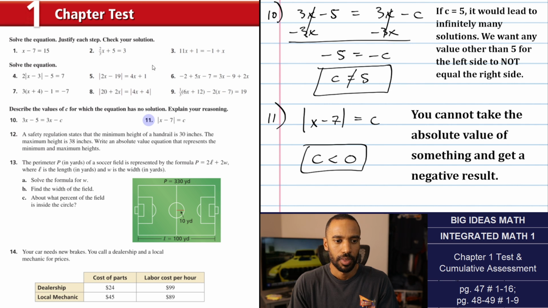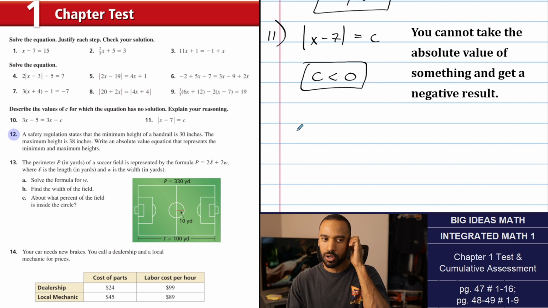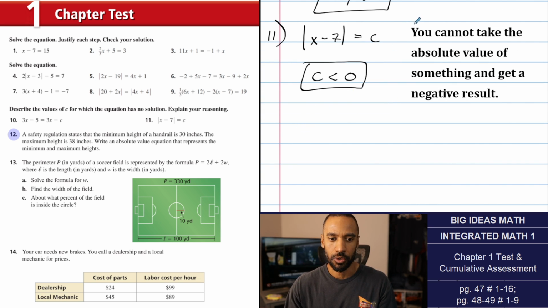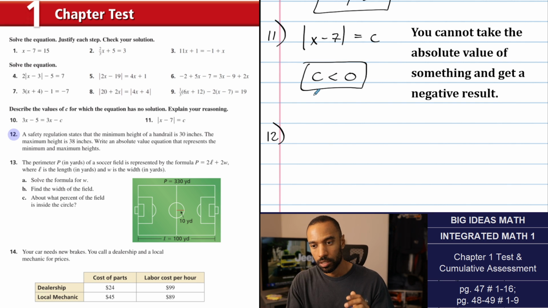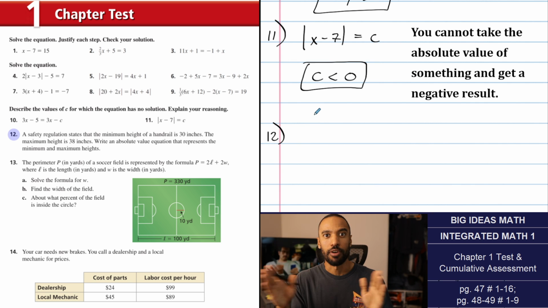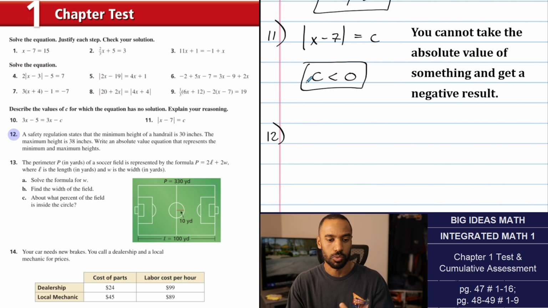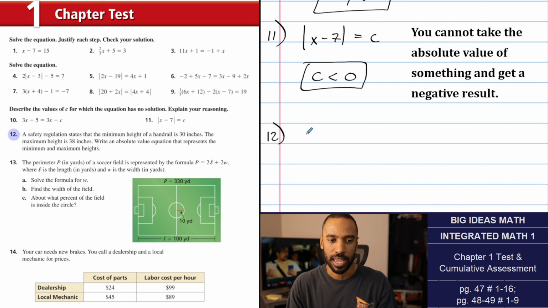Number 12. A safety regulation states that the minimum height of a handrail is 30 inches. The maximum height is 38 inches. Write an absolute value equation that represents the minimum and maximum heights. In these, we want the difference between 30 and 38 to be the same. The difference of some number from that number should be the same distance, right? We want to be this many inches, in this direction of 38 or 30.